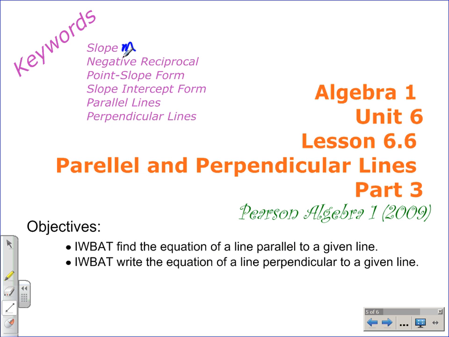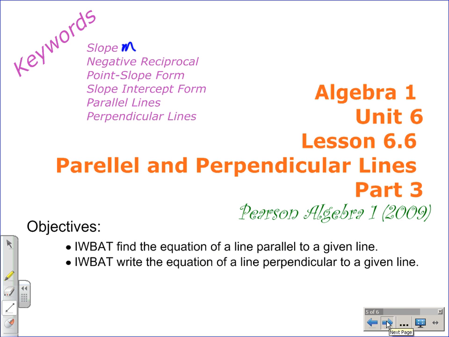The negative reciprocal applies to perpendicular lines. So negative reciprocal and perpendicular lines are connected because the slopes of perpendicular lines are negative reciprocals. Our point slope form, I'm not really going to be talking about that in this lesson. In this lesson, it's going to be working with the slope intercept form. Parallel lines have the same slopes, so that's something to remember.